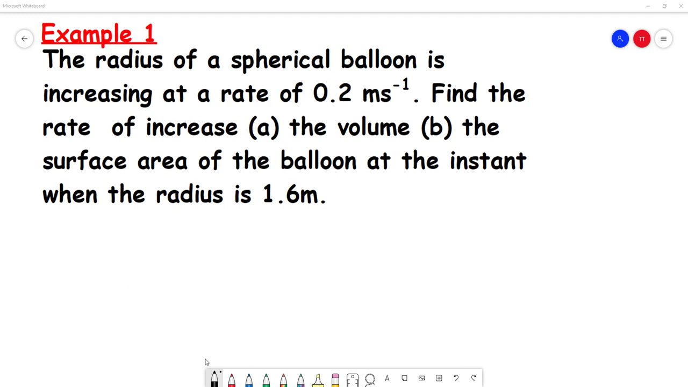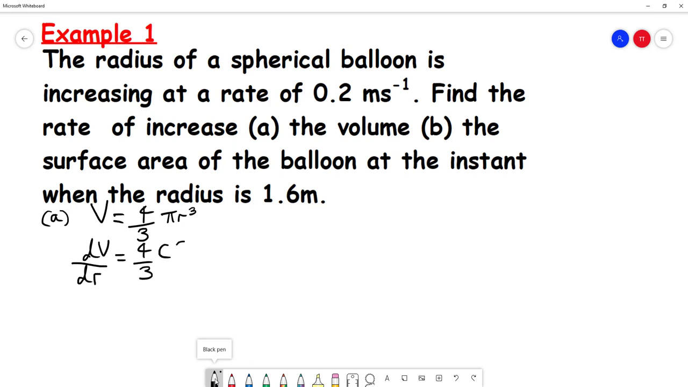So what we do essentially for a question like this is, well, we know from GCSE what the formula is for the volume of a sphere. So let's start off by writing down the volume of a sphere, which is 4 over 3 pi r cubed. Now, what we're going to do is differentiate this. So dV by dr is going to be 4 over 3 times 3 times pi times the radius squared. So dV by dr is going to be 4 pi r squared.